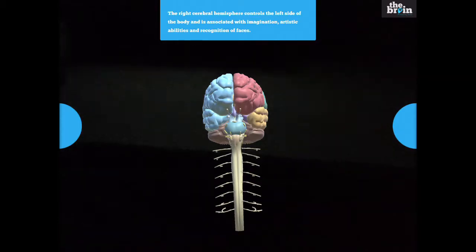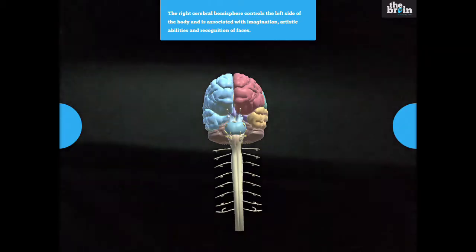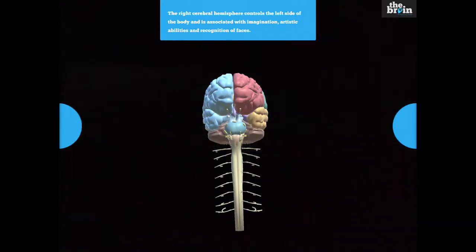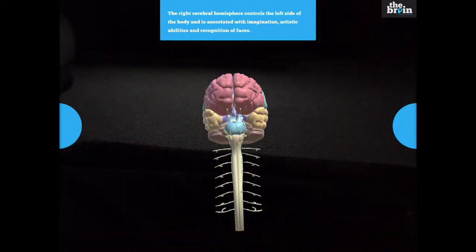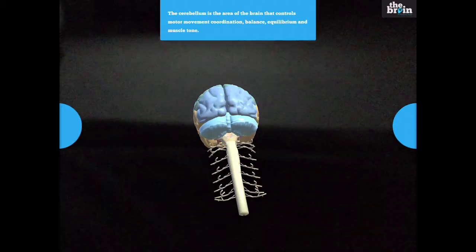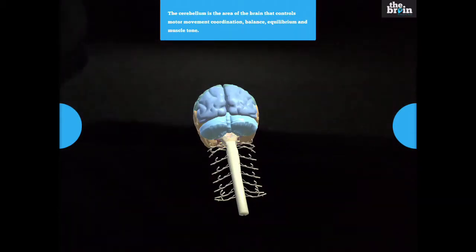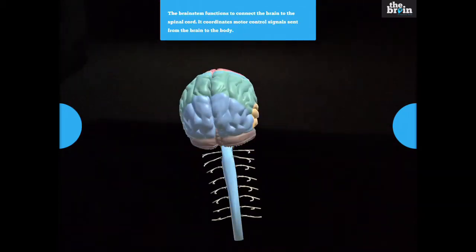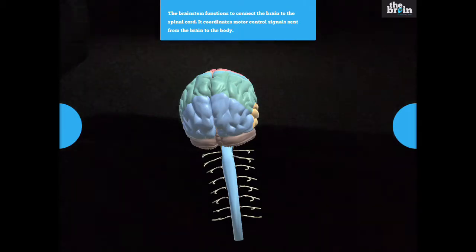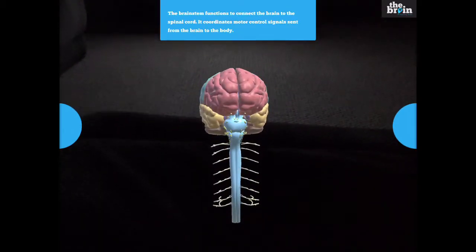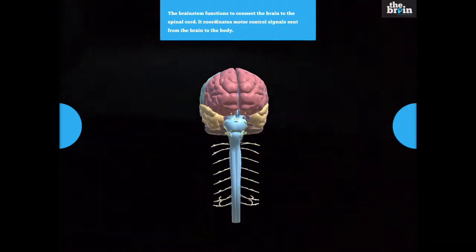The right side of the brain controls the left side of the body and is associated with imagination, artistic abilities, and recognition of faces. Cerebellum. The cerebellum is the area of the brain that controls movement, coordination, balance, equilibrium, and muscle tone. Brainstem. The brainstem functions to connect the brain to the spinal cord. It coordinates motor control signals sent from the brain to the body.